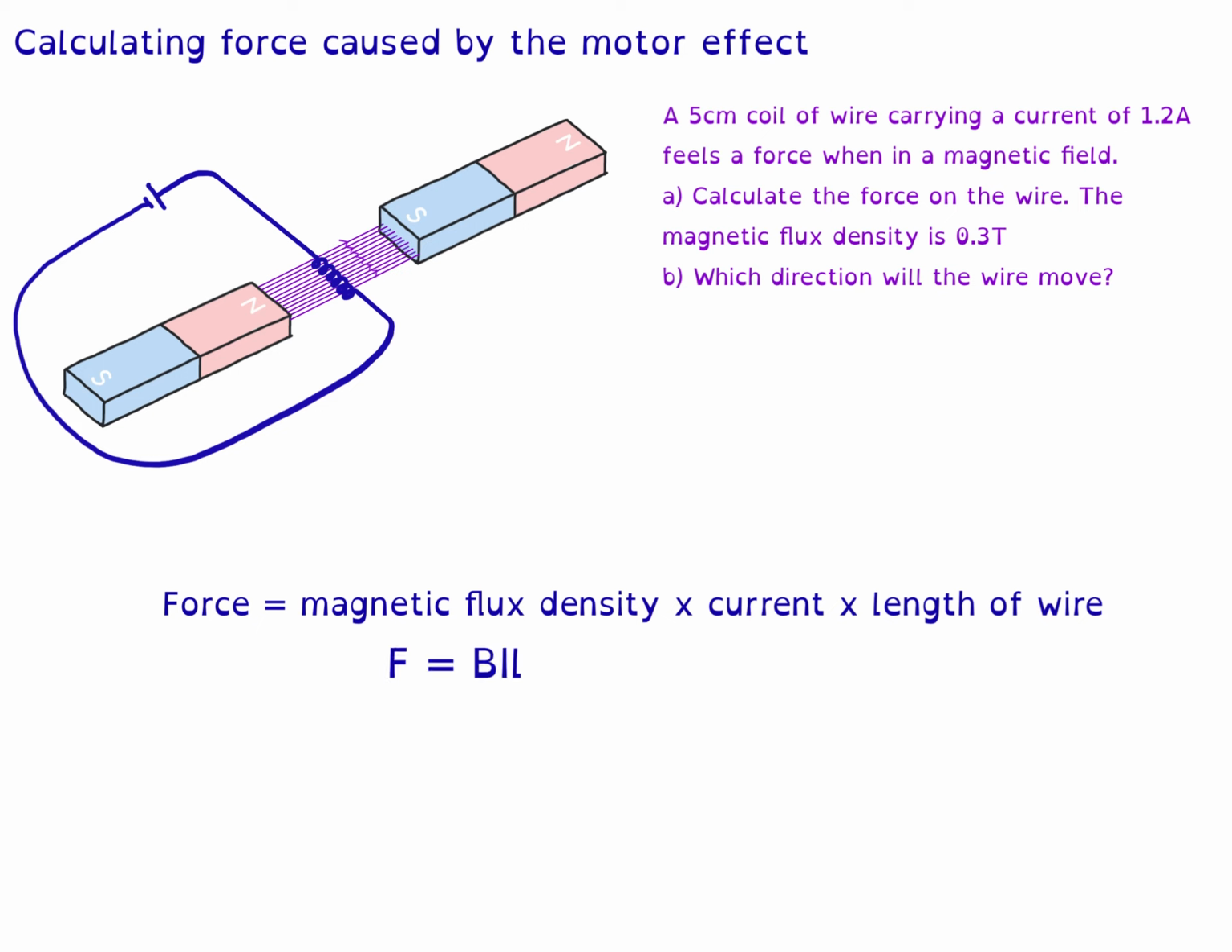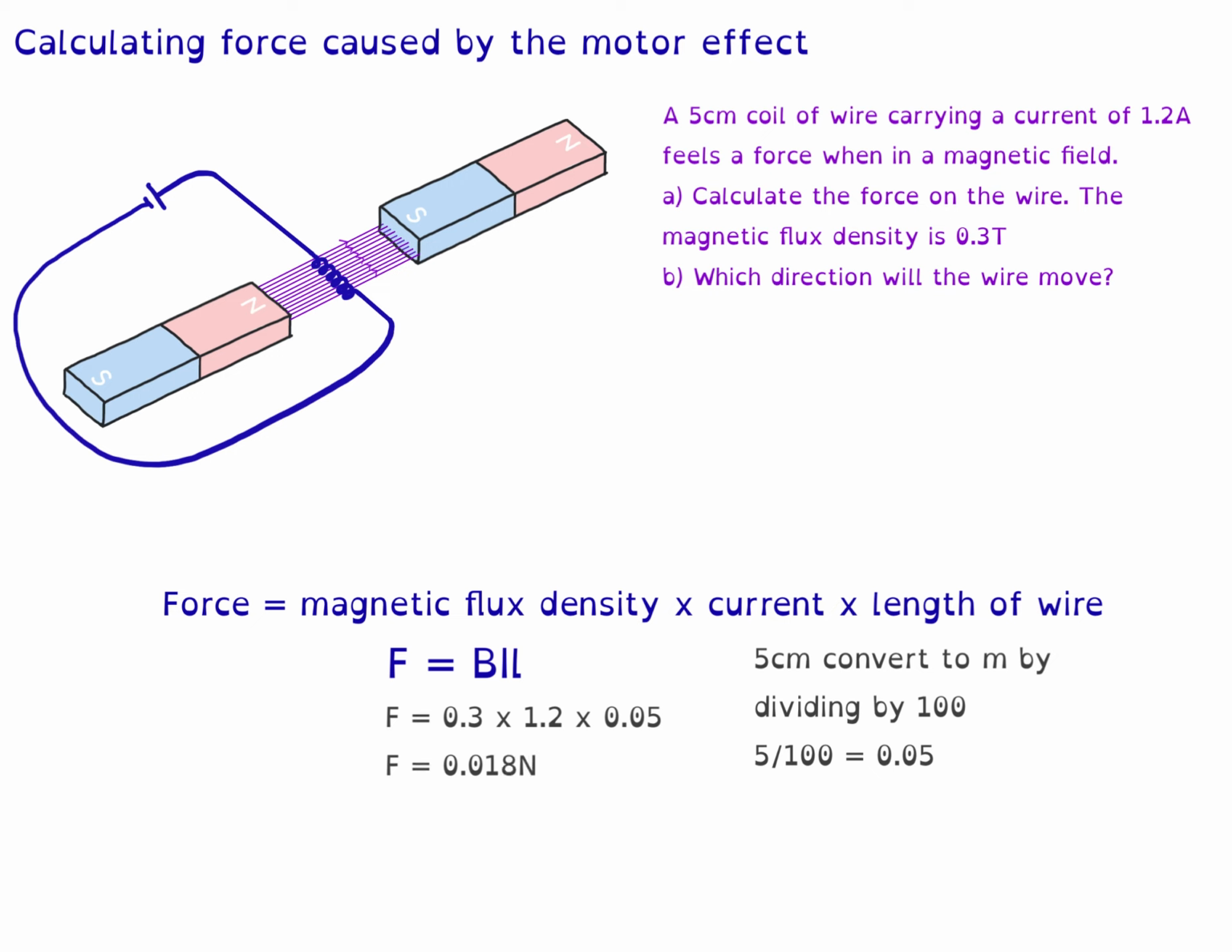Now we need to convert our length from centimetres into metres by dividing by 100, and that gives us our length of 0.05 metres. Now we can substitute in our numbers. So F equals 0.3 multiplied by 1.2 multiplied by 0.05. And that gives us our final answer of force equals 0.018 newtons.